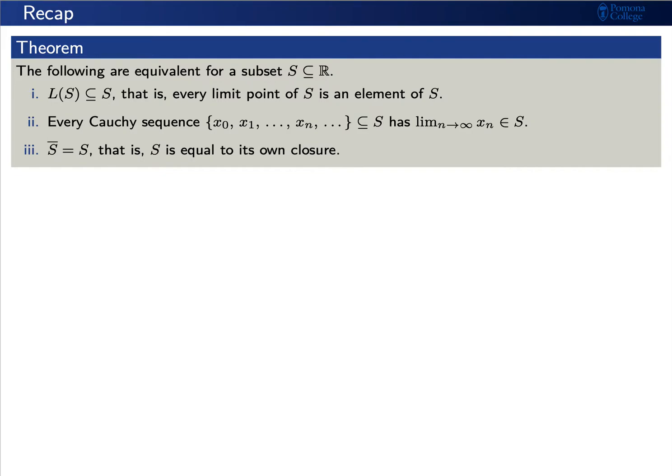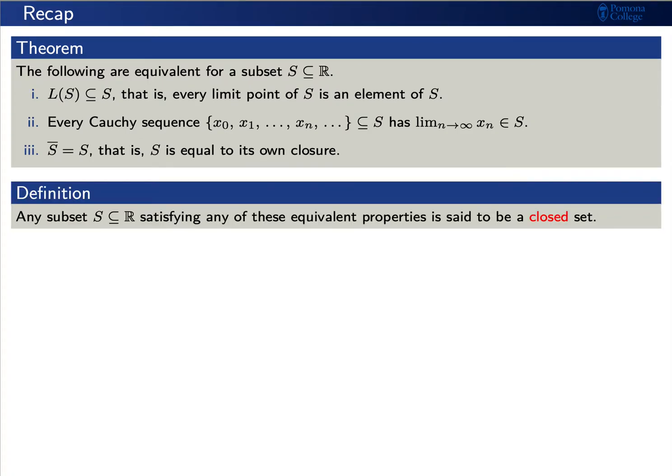The following three statements are equivalent for a subset S of the real numbers. First, every limit point of S is an element of S. Second, every Cauchy sequence, X sub n, contained in S has a limit also contained in S. Third, S is equal to its own closure. Any subset S satisfying any of these equivalent properties is said to be a closed set.